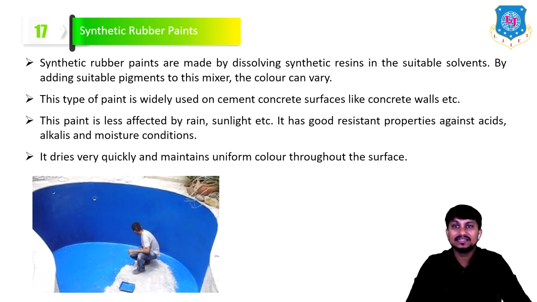The next type of paint is synthetic rubber paints. The synthetic rubber paints are made by dissolving synthetic resins in suitable solvents. By adding suitable pigments to this mixture, the color can vary. This type of paint is widely used on cement concrete surfaces like concrete walls. This paint is less affected by rain, sunlight, etc., and it has very good resistance properties against acids, alkali, moisture conditions, etc. It dries very quickly and maintains uniform color throughout the surfaces. This is how synthetic rubber paints look like.